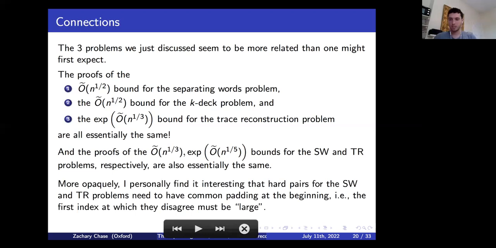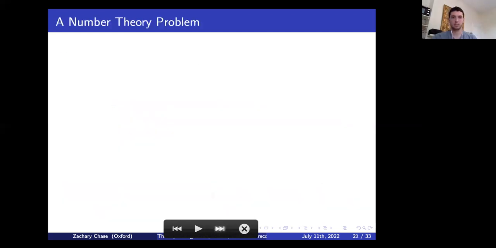For the separating words problem, if the two strings disagree early on, it's pretty easy to see that you can construct a DFA with few states that accepts one but not the other. For trace reconstruction, it's a little less clear, but I just find it interesting that for seemingly different reasons, they have this commonality of needing hard pairs to be padded at the beginning.